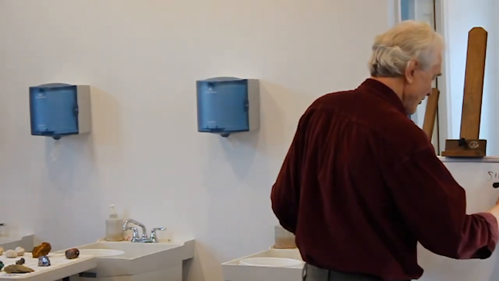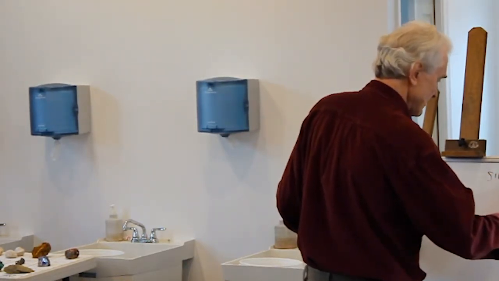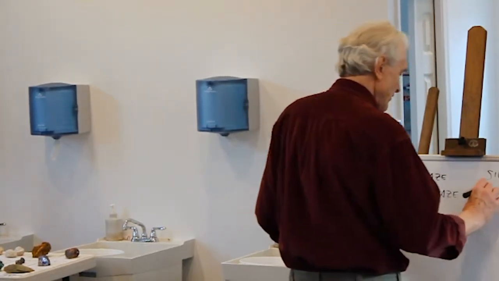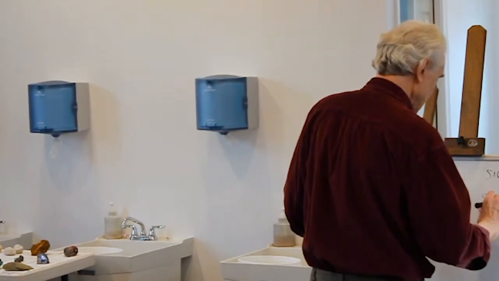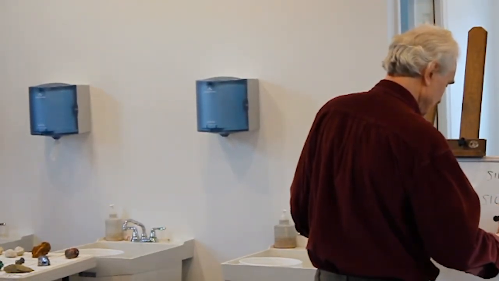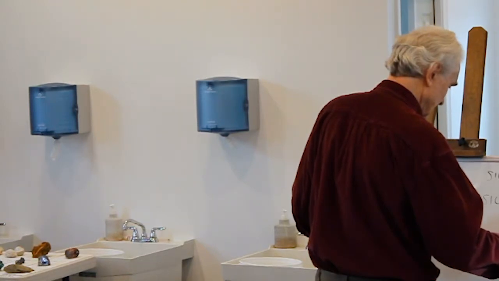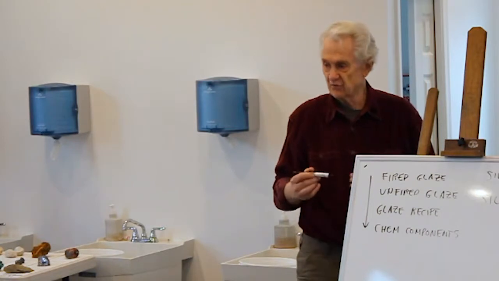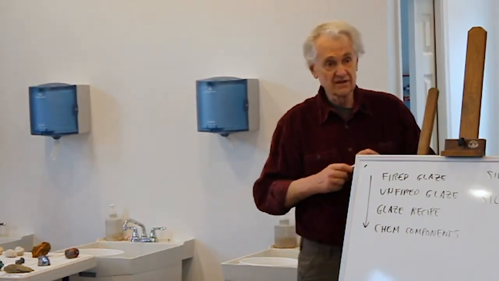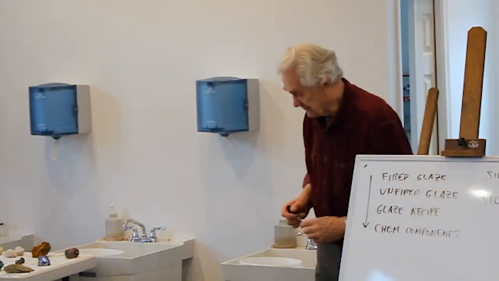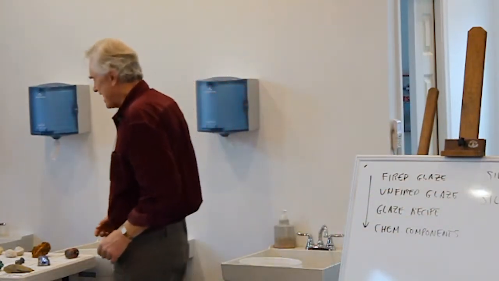Our glazes are mostly silica. The chemical formula is SiO2, silicon dioxide. And all of our glazes are basically what are called silicate glasses. That means that they're mostly made of this stuff with some other things with it. But they're mostly silica. And we'll talk about what the other things are and why they're there. But they're predominantly silica.